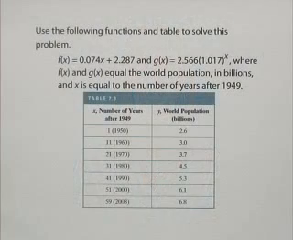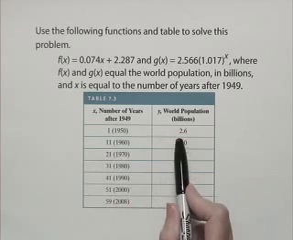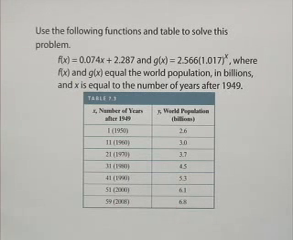In our next problem, we're going to compare linear models and exponential models. Use the following functions and table to solve this problem. f of x equals 0.074x plus 2.287, and g of x equals 2.566 times 1.017 to the x power, where f of x and g of x equal the world population in billions, and x is equal to the number of years after 1949. The actual number of years after 1949 and world population are given in this table of values.